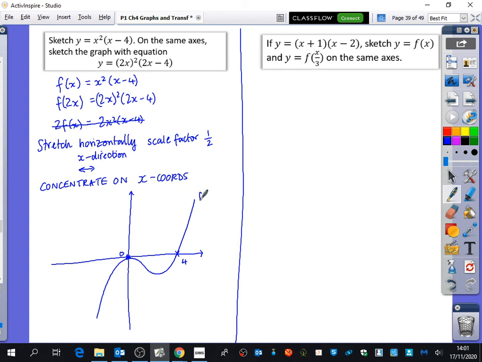This is my f of x, and then I'm going to use a red colour. All you need to do is concentrate on the x coordinates and halve the ones that you know about. Half of 0 is 0, so it is still going to have a repeated root at 0. But instead of crossing at 4, it's going to cross at 2. So we're just going to draw that same graph again, but make sure everything is halved a bit.